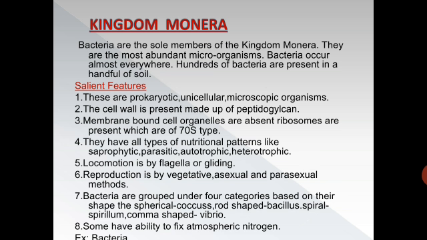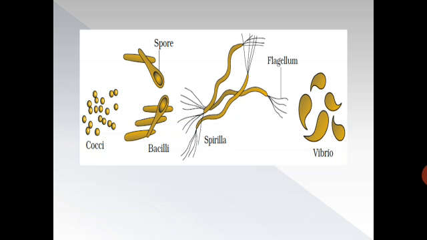Very important question, that is for 5 marks. So these are the different types of bacteria. Spherical ones, cocci, rod shaped bacilli, spring like or spiral are called spirilla, and comma shaped are called vibrio.